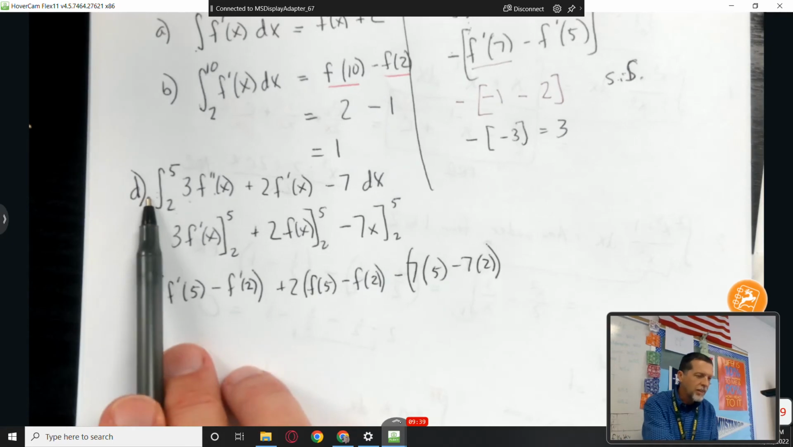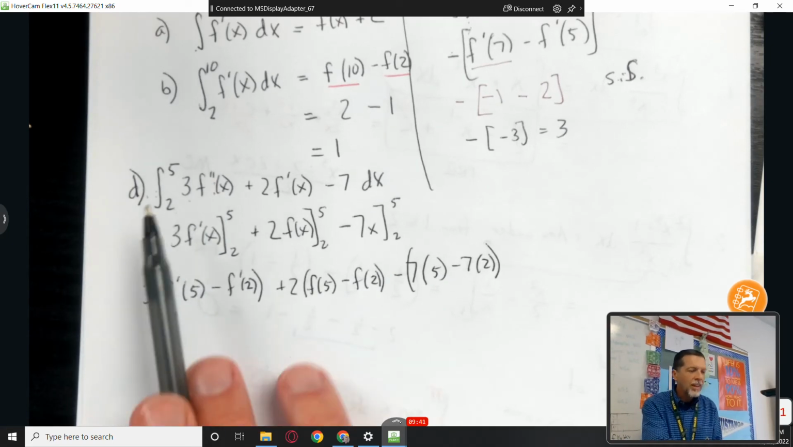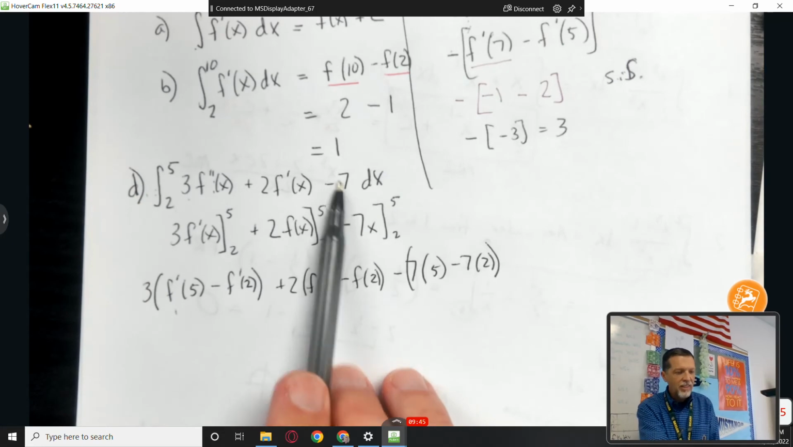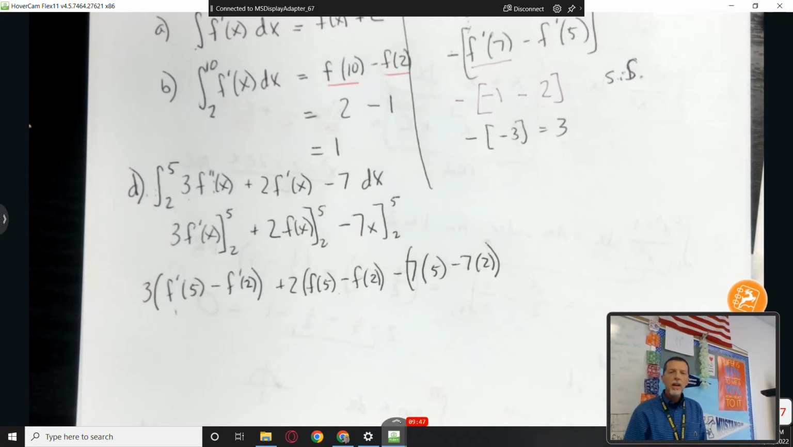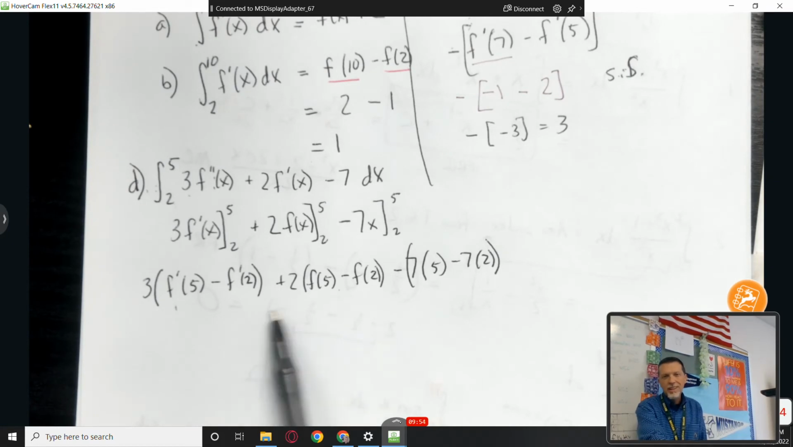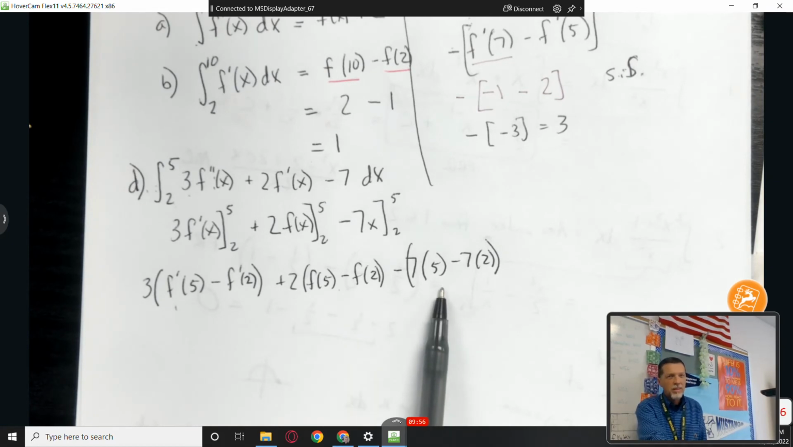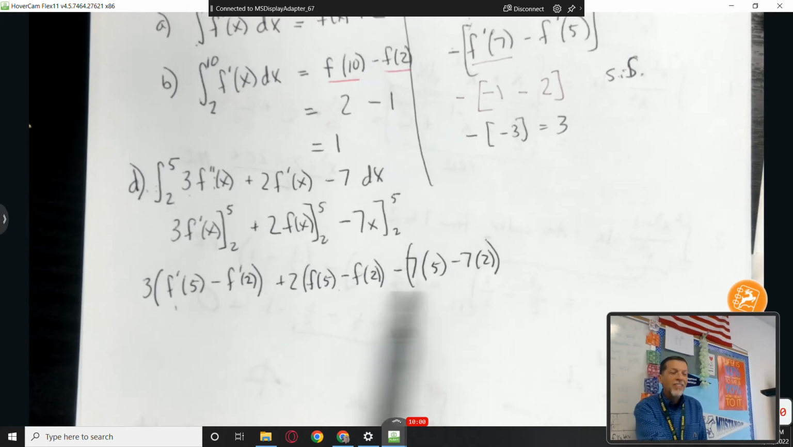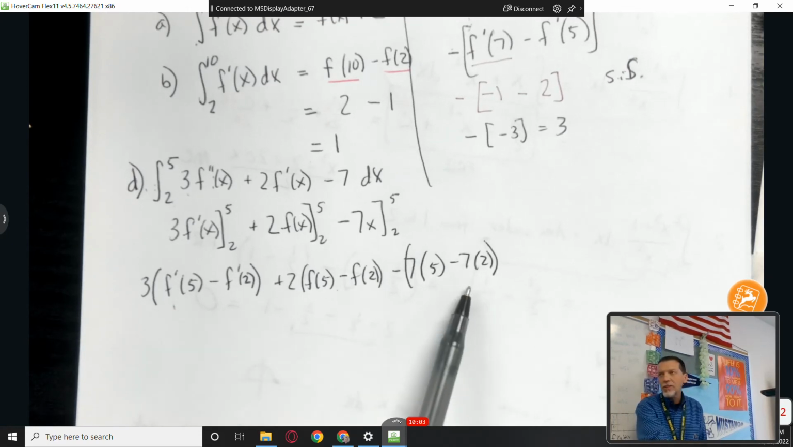Yeah, the antiderivative of the second is first, the antiderivative of the derivative is the original, and the antiderivative of 7 is 7x. Is this a safe stop? Do you know? I mean, it's not wrong, but is it a safe stop? You don't know yet. That's okay. It's not a safe stop. You can't leave function notation. You have to plug them in.